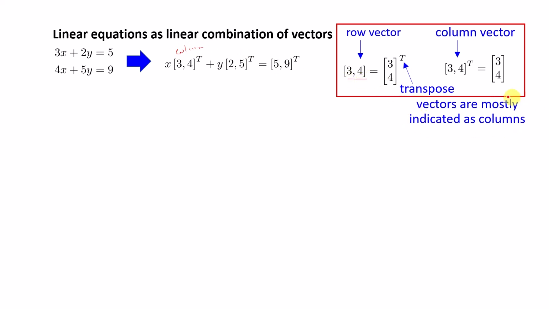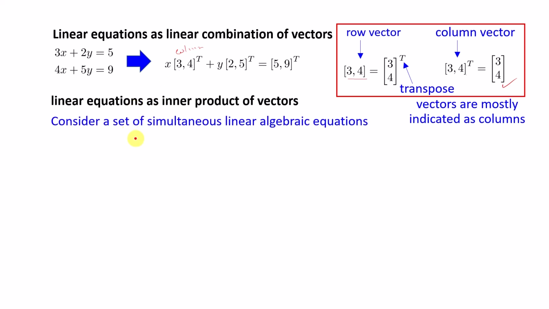Usually most vectors are indicated as columns by default. If we don't know whether it's a row vector or column vector, then it is a column vector. So all vectors are treated as columns, and we can write a column vector like this, like a column, 3, 4, or we can write (3, 4) transpose. So here x(3, 4)T plus y(2, 5)T equals (5, 9)T. This is the way to write this equation, and you can see the linear equation as a combination of vectors.